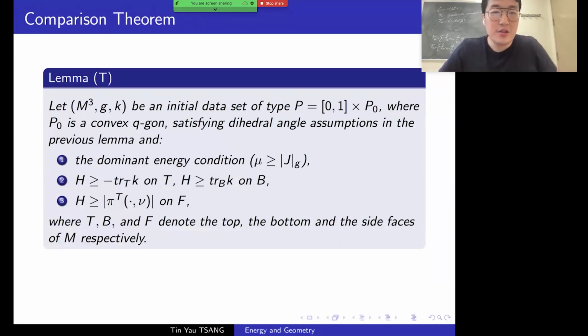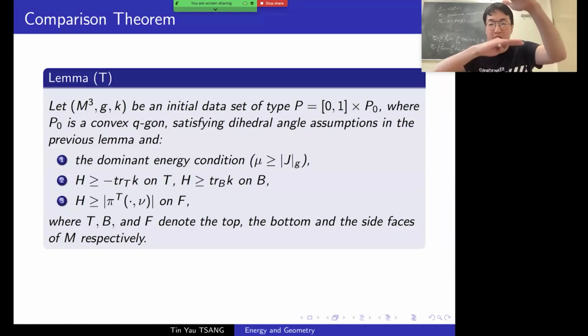Okay. So now, first of all, we can talk about the comparison theorem. Let M g k be initially a set of prism type, again satisfying all the angle assumptions we have discussed before. Then if you assume the dominant energy condition, mu greater than or equal to J, and then this time the mean curvature assumption is a little bit funny. You can tell h is greater than the trace of k on top, the trace of the bottom k on the bottom, and h on the pi nu only eating the tangential part.